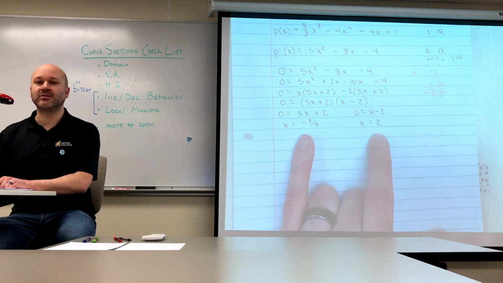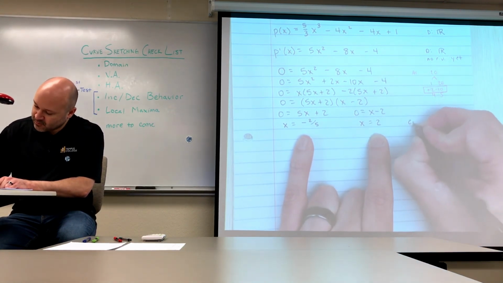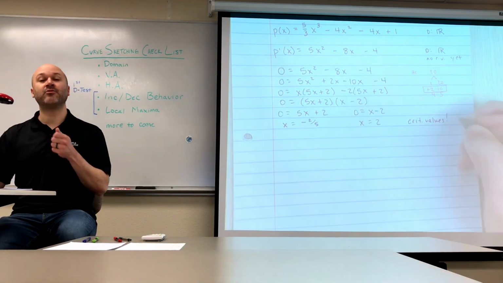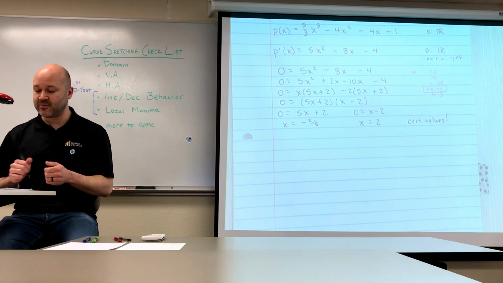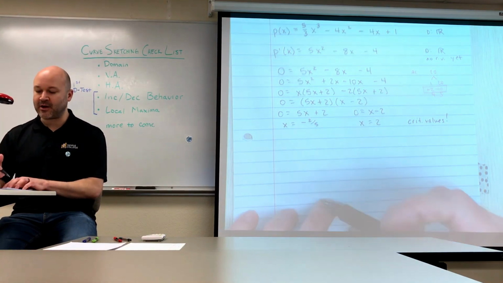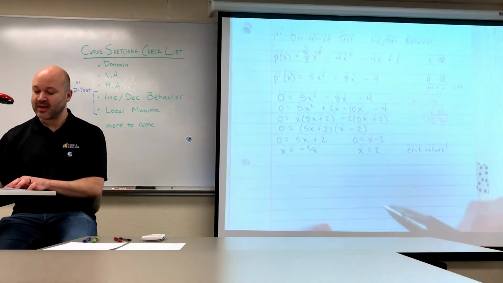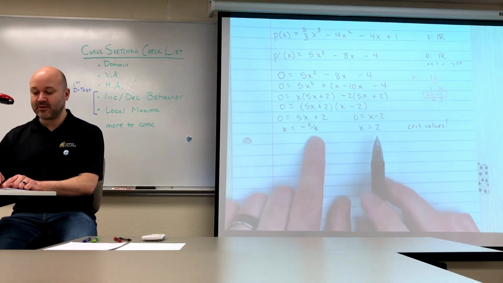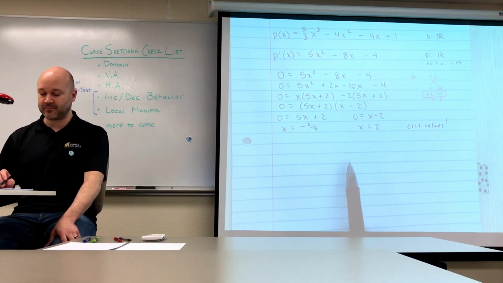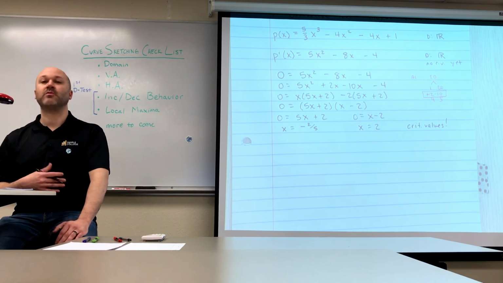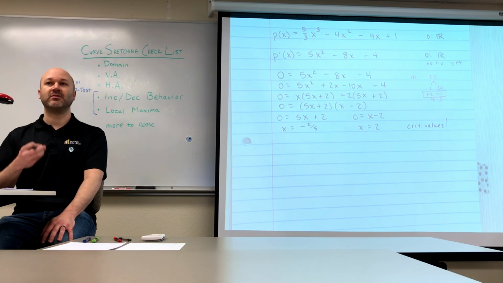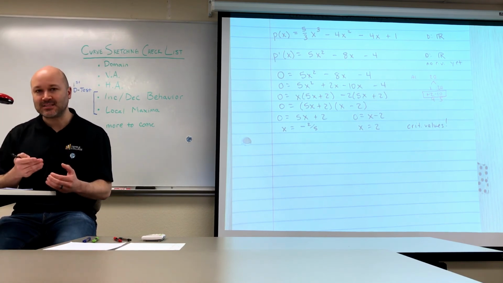These are called critical values. I have a critical value when x is -2/5 and a critical value when x is 2. That is, on my original p of x graph, if there's going to be a change in behavior, it'll be when x is -2/5 or at x equaling 2. Okay, this comes into our next step, which is the first derivative test. I'm going to test the first derivative.